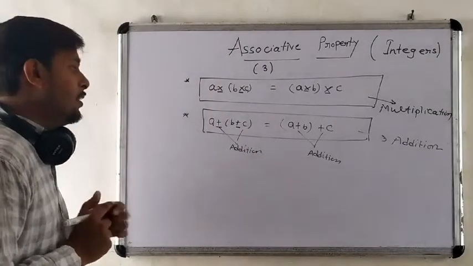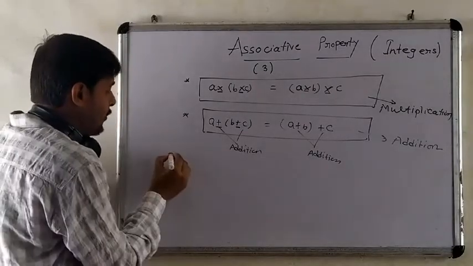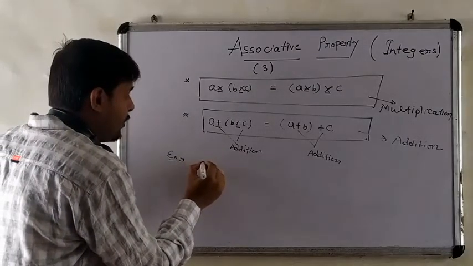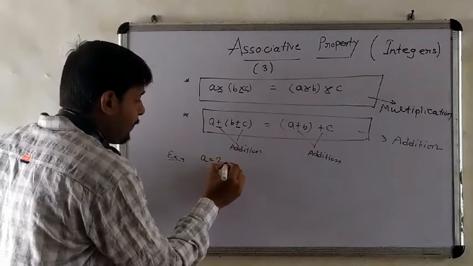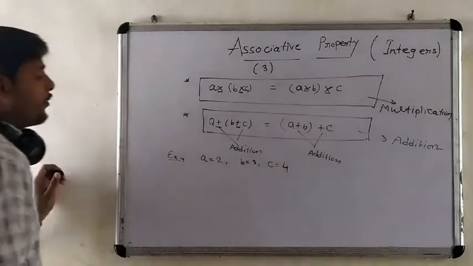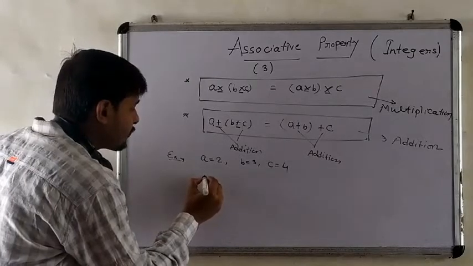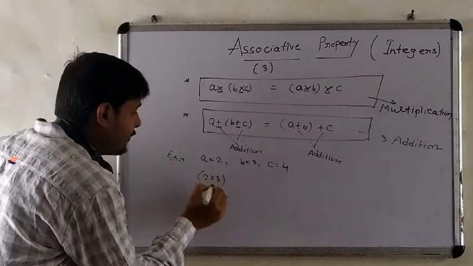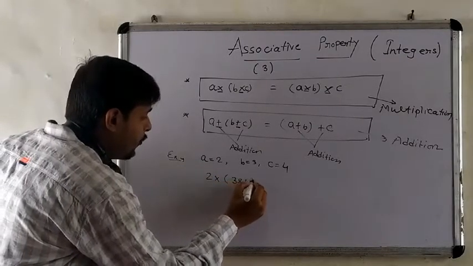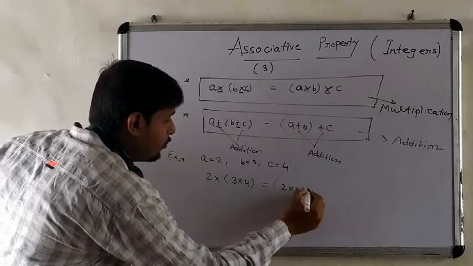Let us consider examples. Let us select three integers, say A equal to 2, B equal to 3, C equal to 4. So according to associative property of multiplication, 2 into 3 into 4 is equal to 2 into 3 into 4.